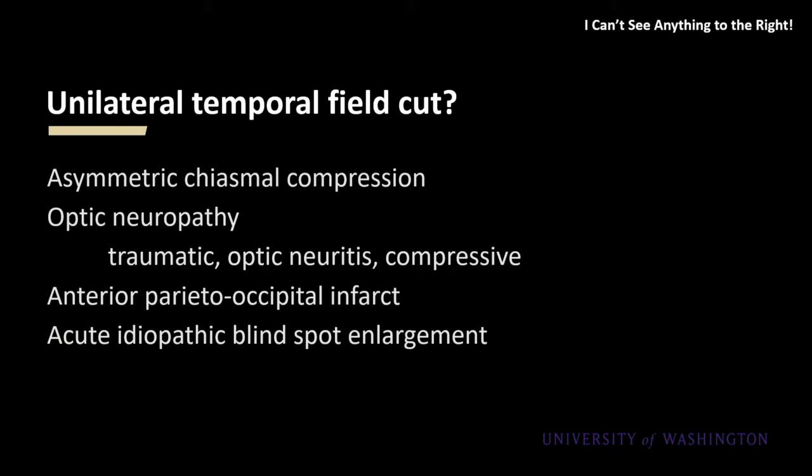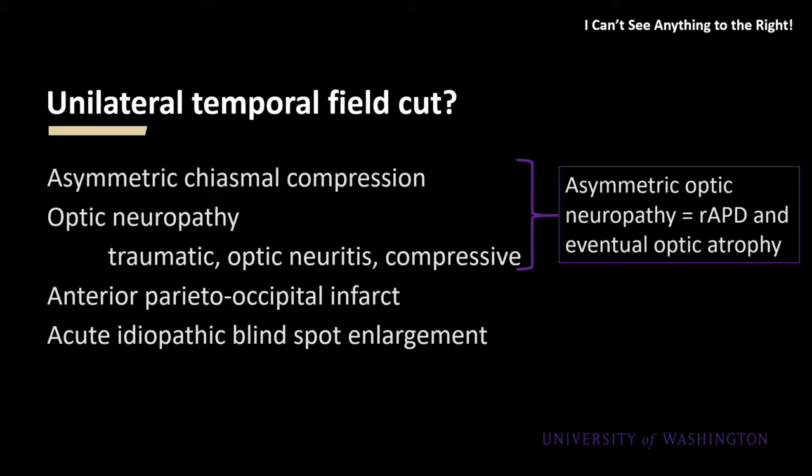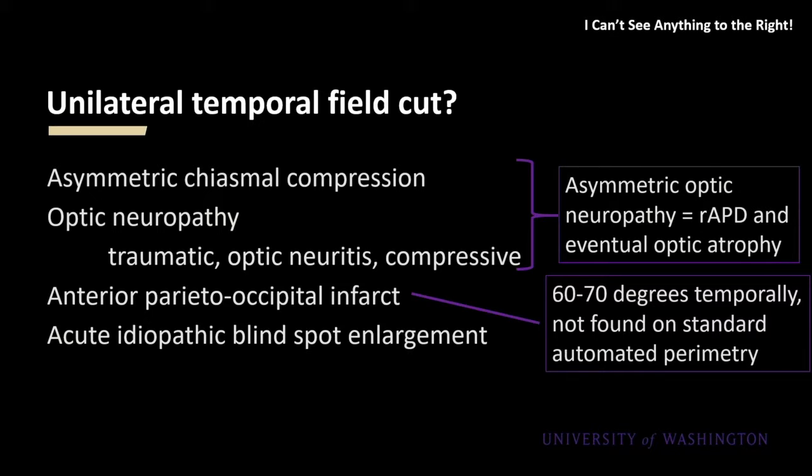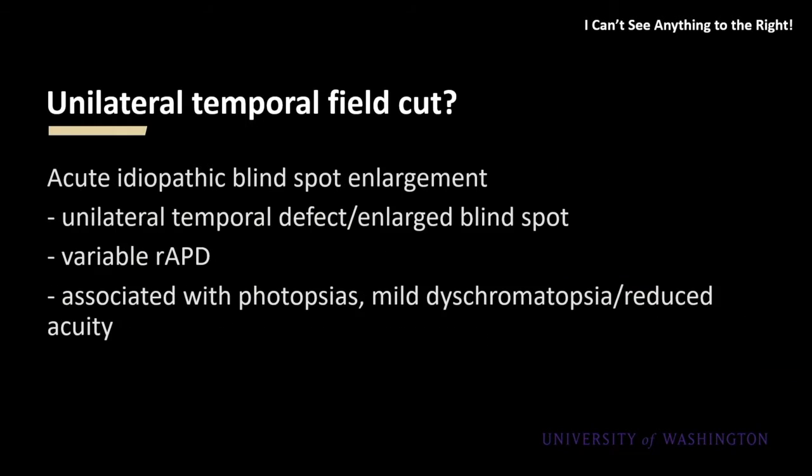Yeah, so what we've talked about is, in terms of etiologies of a unilateral temporal field cut, asymmetric chiasmal compression or unilateral optic neuropathy, either traumatic, from prior optic neuritis, or a compressive lesion, should all equate to the presence of an APD and eventual optic atrophy. The temporal crescent, what Dr. Lee was talking about, is from an anterior parietal occipital infarct. This is found 60 to 70 degrees temporally, so actually wouldn't show up on a typical Humphrey field, but can be found on a Goldmann. And then there's acute idiopathic blind spot enlargement, which can present with a unilateral temporal defect or enlarged blind spot, variable APD, usually not a brisk APD, but should be associated with photopsias, may have mild dyschromatopsia or mildly reduced acuity.